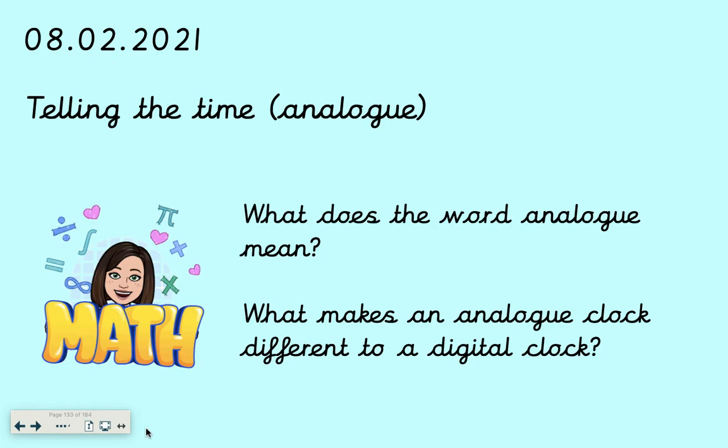So the first things that I've got here are 2 questions. You could do a little bit of research and write me a little sentence explaining what they mean for me. And then when you post it onto Dojo, I can see what you have researched and found out. So what does the word analog mean? And what makes an analog clock different to a digital clock? Okay. As I said, when you post it on Dojo, I'll be able to see that you have found out what those 2 answers could be.